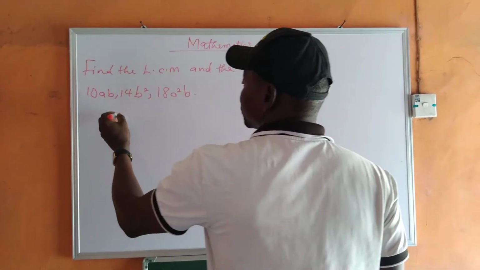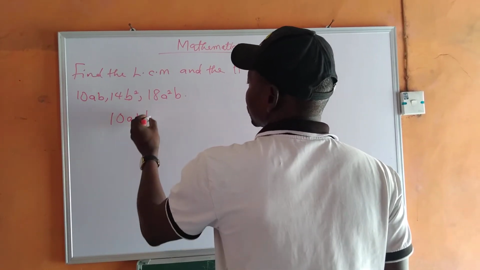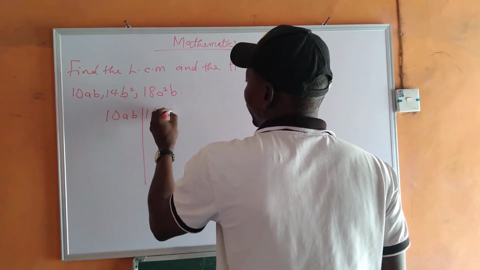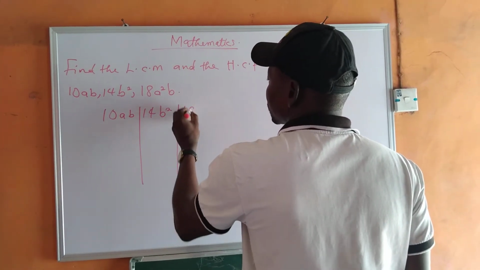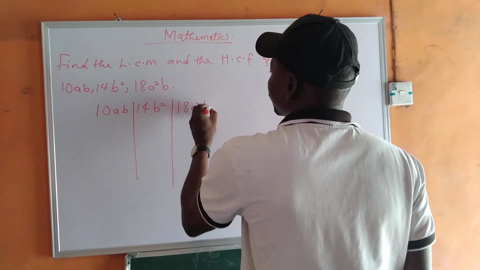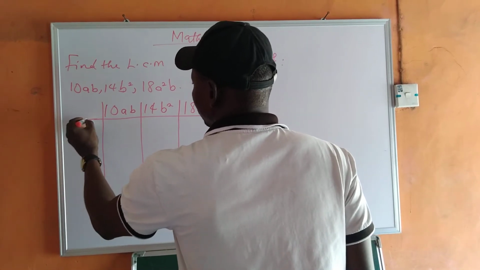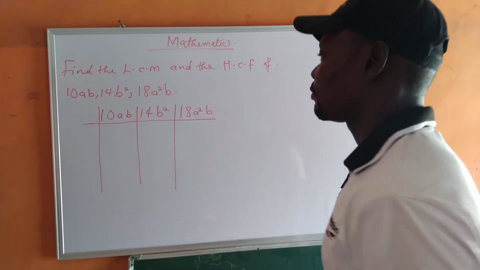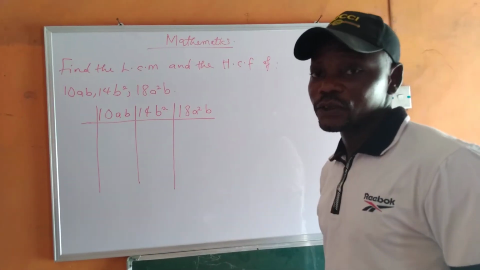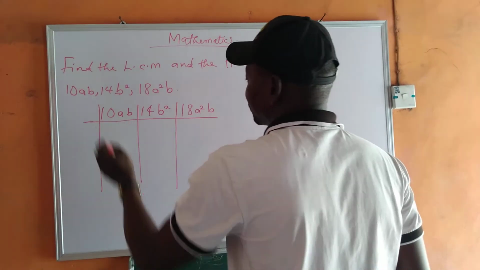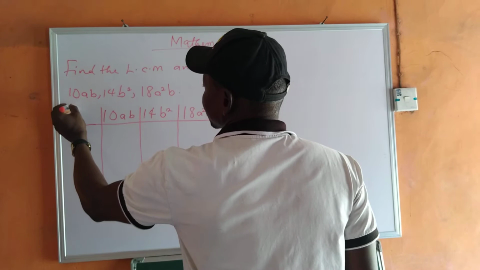So like what we did before, write 10ab, then 14b square, then 18a square b. Now we are going to divide our numbers first before we come to our letters, so as to make it easier for you. So let's divide by the number first on the L.C.M. We are talking about the L.C.M first.